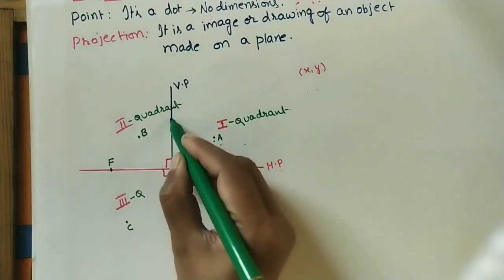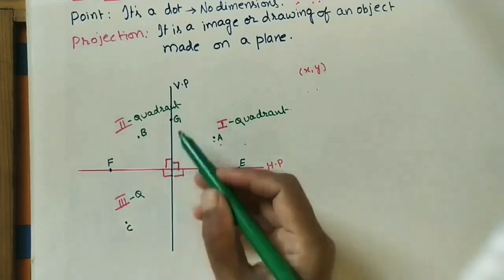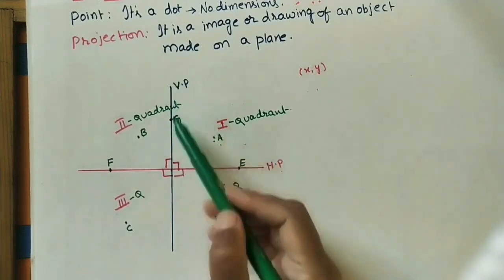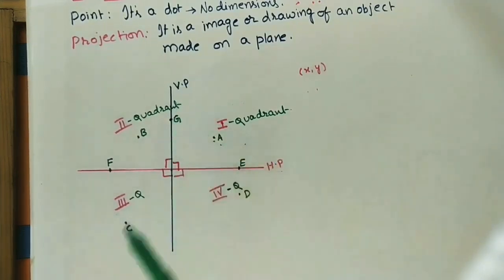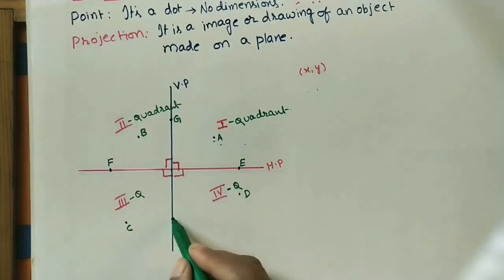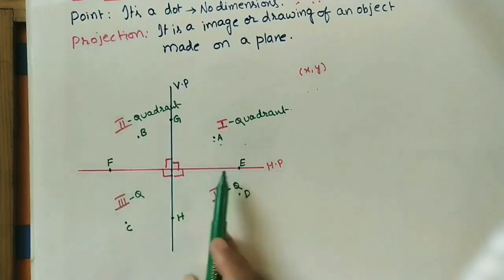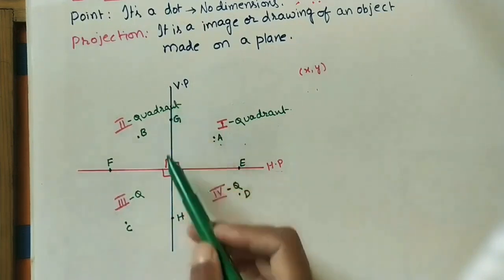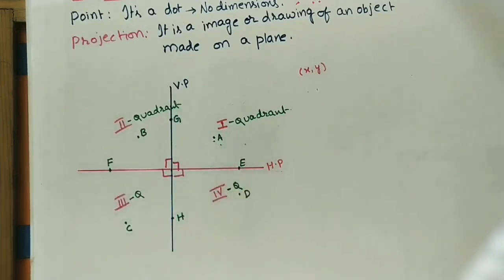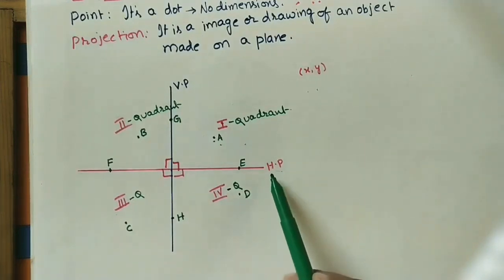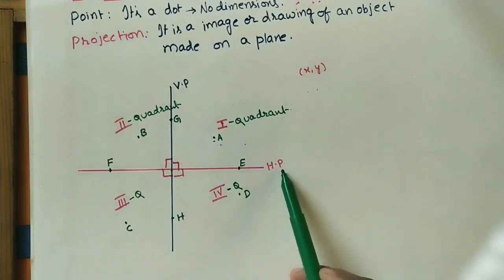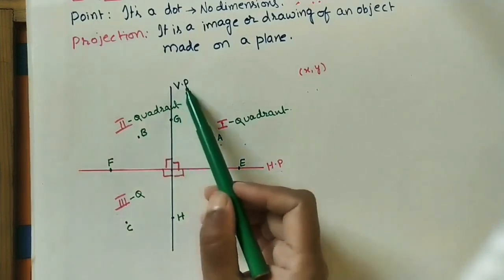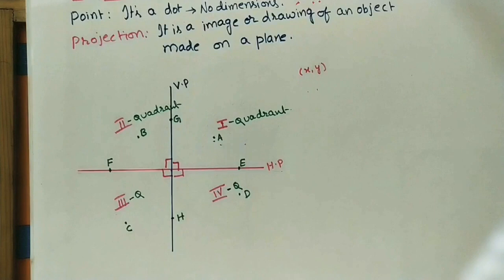Similarly, take one point here, point G. How to define point G? Point G is on the VP, above the HP. Similarly, take point H here. Point H is below HP, on the VP. Like that, we have to give the position of each point. Initially, in giving the location, we have to tell the position of the point from the HP, and next from the VP. Like that, we have to give the location of all the points.